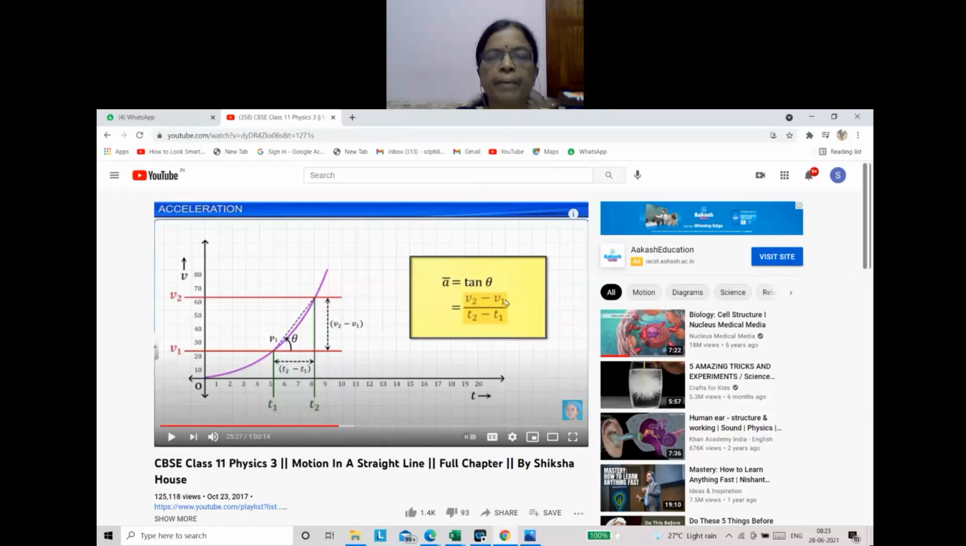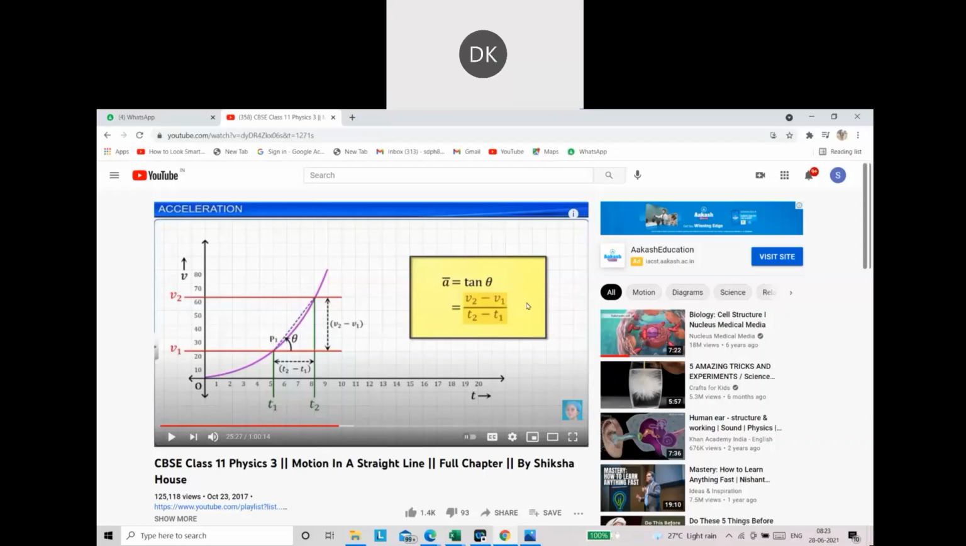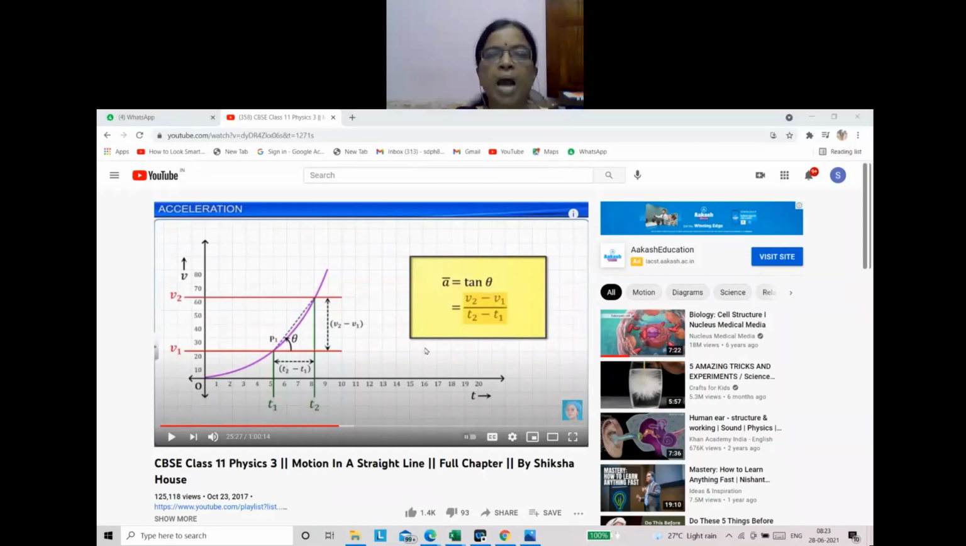Change in velocity. Velocity is unit meter per second divided by second. So what is the unit of acceleration? Meter per second square. Okay. So that way you can find out the average. See, a bar is put on A, average acceleration.